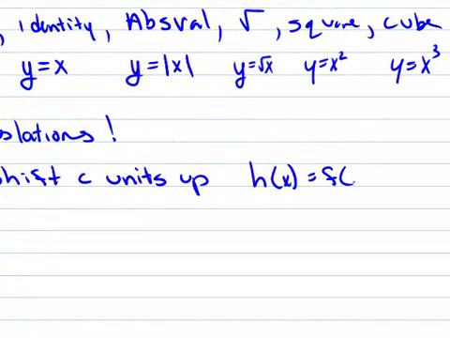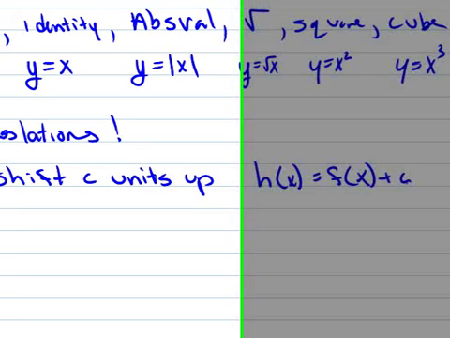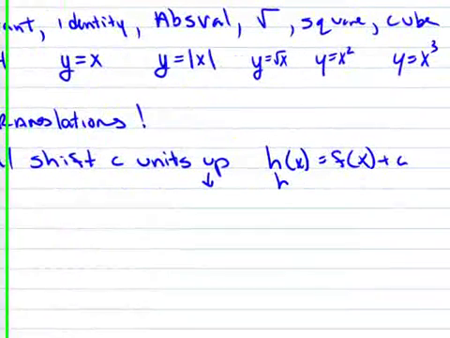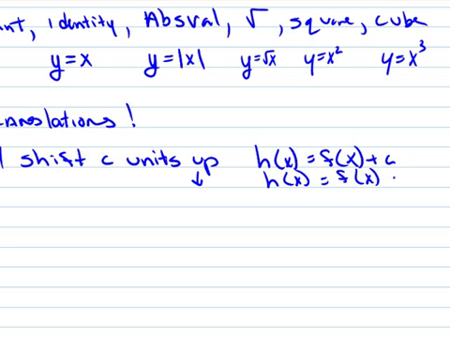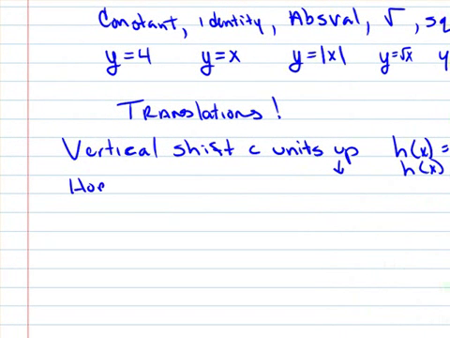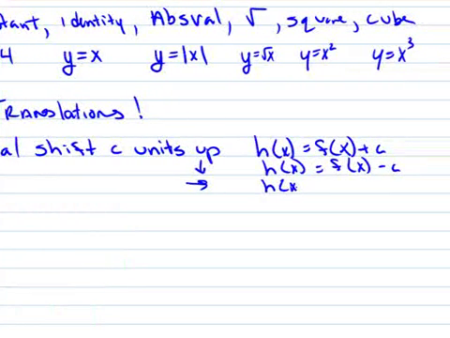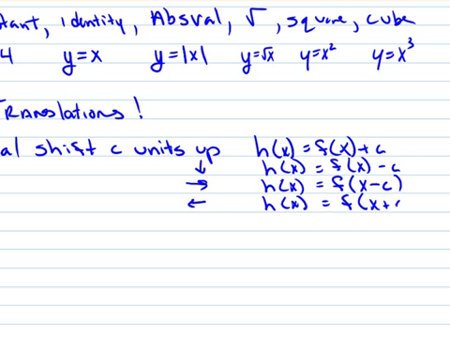You take that f of x and you add c to that. I think y'all already knew that one, or maybe figured that one out. A vertical shift c units down. You take that f of x and you subtract c from it. Horizontal shift c units to the right. You take that function and instead of x, it's going to be x minus c. Likewise, shift to the left, f of x plus c.